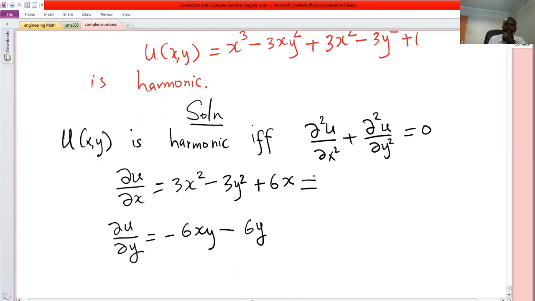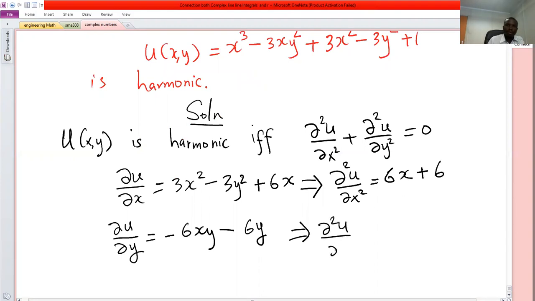So which means that second derivative with respect to x, partial squared u partial x squared, will be 6x plus 6, and partial squared u partial y squared will be minus 6x, and then minus 6. We call this one equation 1, call this one equation 2.